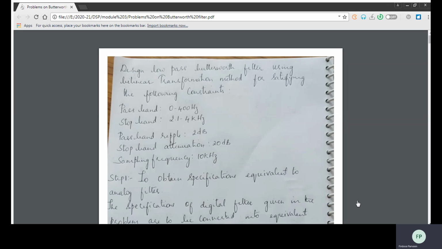So today we'll be seeing the other problem, that is, design a low pass Butterworth filter using bilinear transformation method for satisfying the following constraints. They have given the pass band 0 to 400 Hz, stop band 2.1 to 4 kHz, pass band ripple 2 decibels, stop band attenuation 20 decibels, sampling frequency 10 kHz.